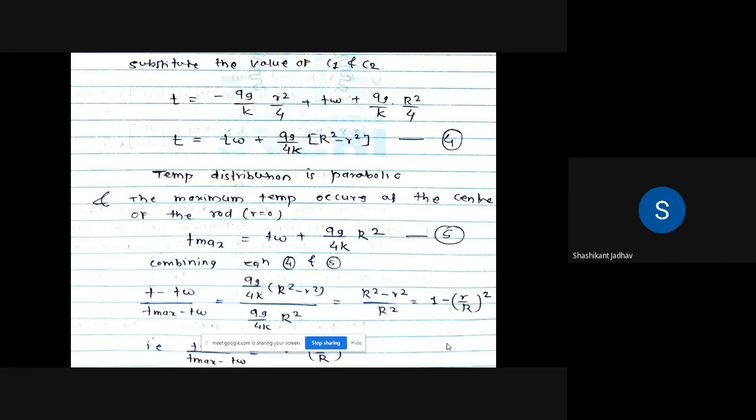From that we get the value of Q, which is in watt, but our aim is to calculate QG in watt per meter cube. So we have to divide that value by the volume. Volume is nothing but area into length.